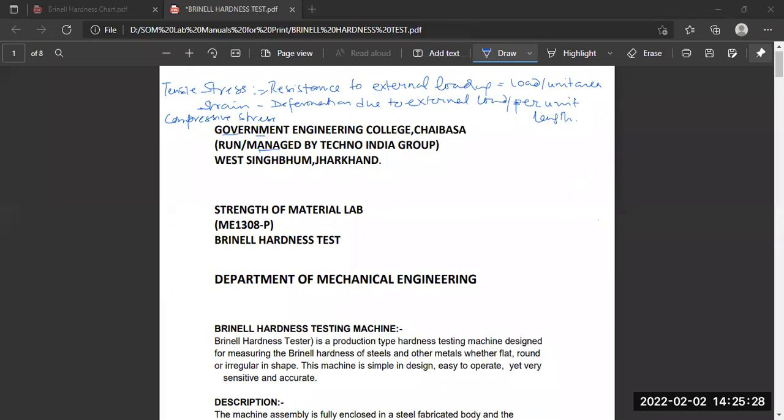Now, what happens here? Next comes, so we have to calculate, we are checking the hardness of the material, we are checking the tensile strength or the compressive strength. There is another thing called impact.